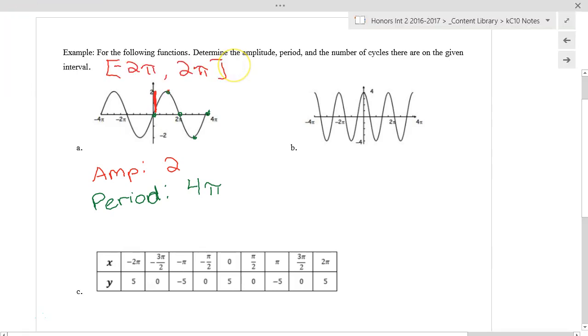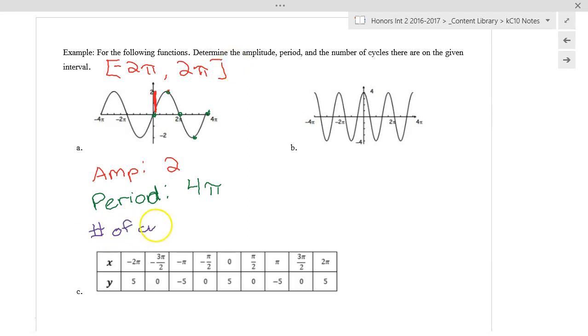And then my number of cycles. The easiest way to think about it is negative 2 pi to 2 pi is 4 pi long. So how many of the periods that I have found fit into that? Well, how many times does 4 pi go into 4 pi? 4 pi divided by 4 pi equals 1. Okay? Just like negative 2 to 2 is 4 units long, negative 2 pi to 2 pi is 4 pi long. So the number of cycles equals 1.